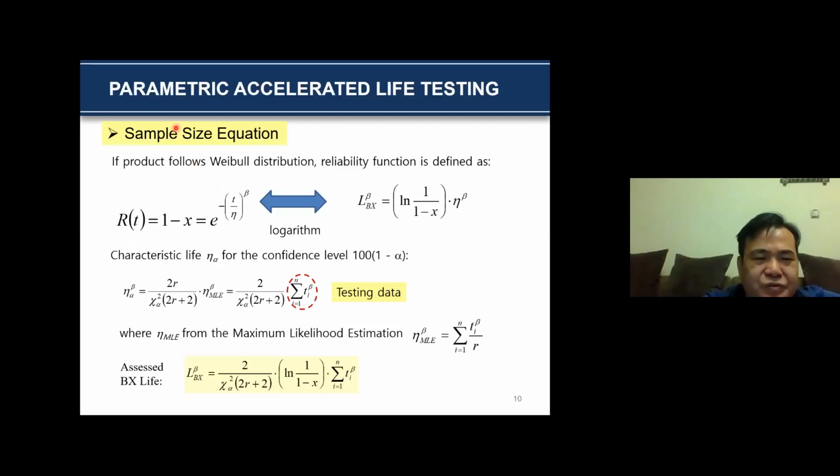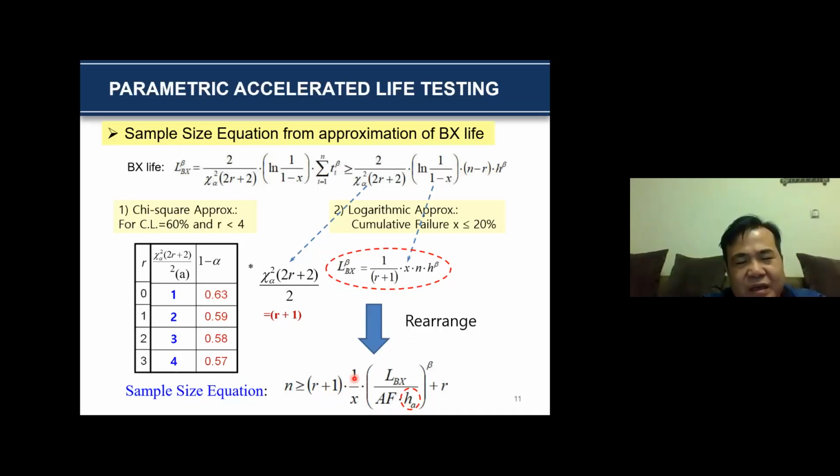I will explain how to derive the sample size equation. The product follows the Weibull distribution. The derived function is defined as a function of the characteristic life and the shape parameter. If you take the logarithm, we can find the Bx life. The problem is how to find the characteristic life, which we can find from the testing data. Then, summarizing, the Bx life is a function of the chi-square and logarithm and the testing data. I will explain how to find the sample size equation from the approximate Bx life.